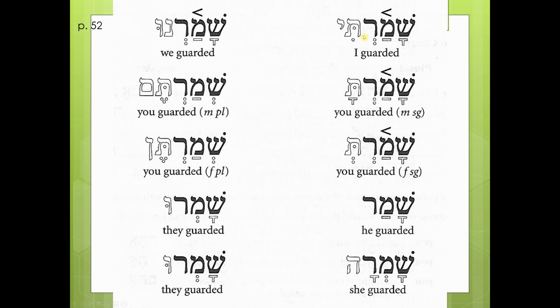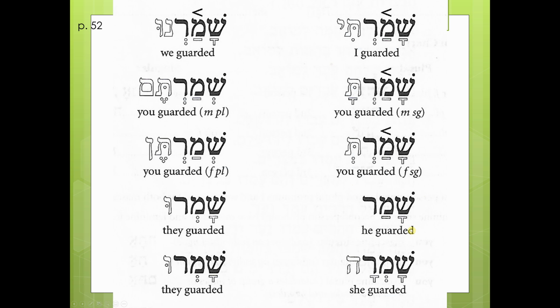Now, just as a reminder, the Hebrew verbal system is generally built off of three-letter verbal roots. So we have here shin mem resh carried through in all of the different forms. That's why I encourage you: in the initial chapters, the book gives you the third masculine singular form here, he guarded, and it encourages you to remember it that way.